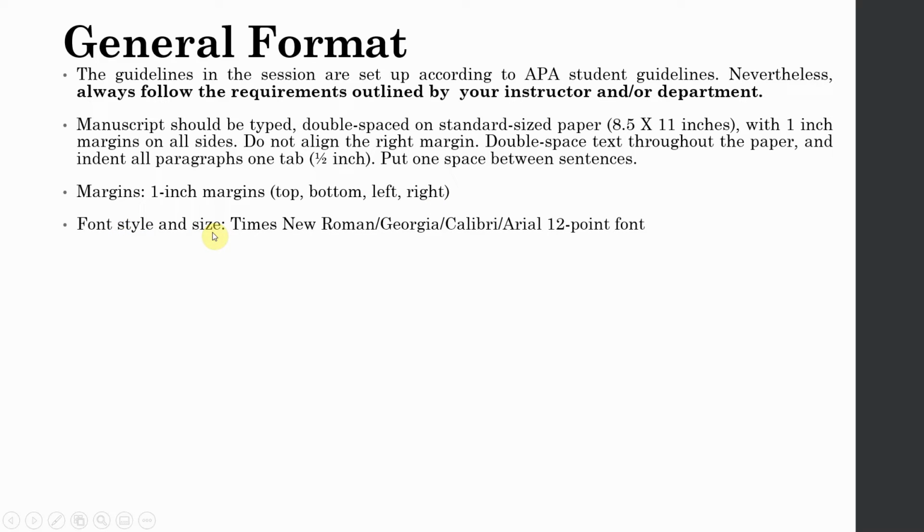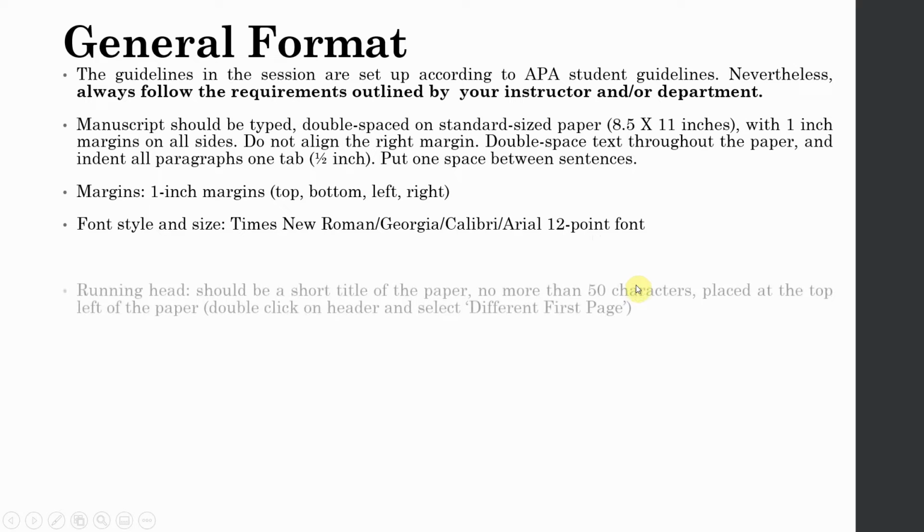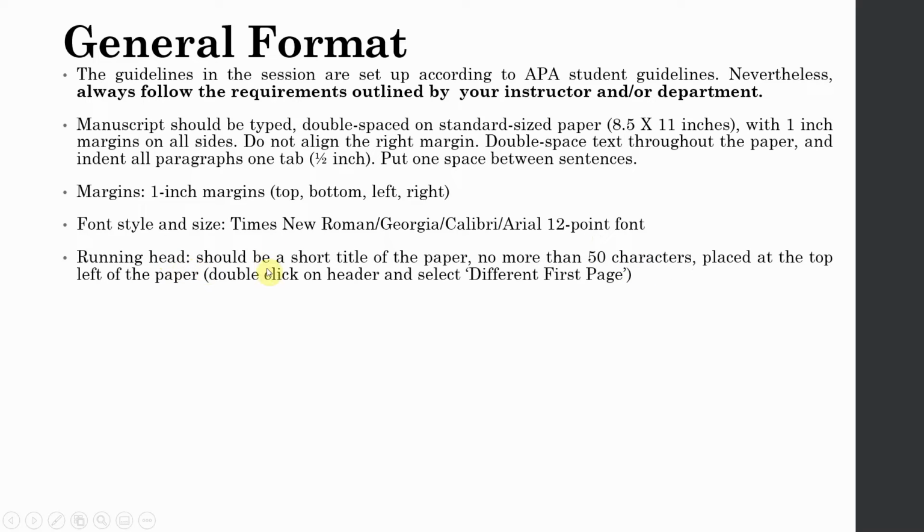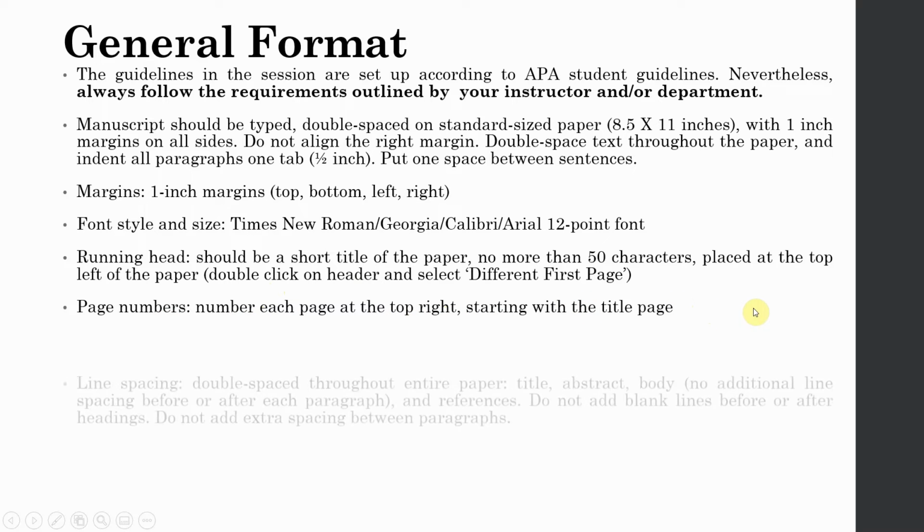Now the font size and style, it should be Times New Roman or Georgia, Calibri, Arial with 12-point font. The running head should be a short title of the paper that should not be more than 50 characters, placed at the top left of the paper. Double click on the header and select a different first page. Now page numbers, number each page at the top right starting with the title page.